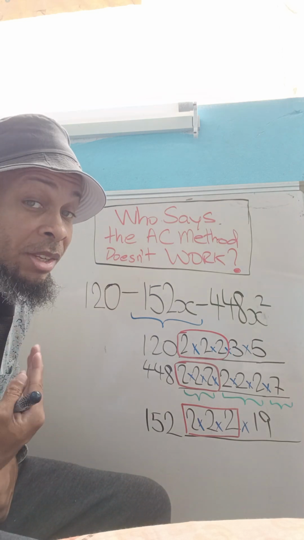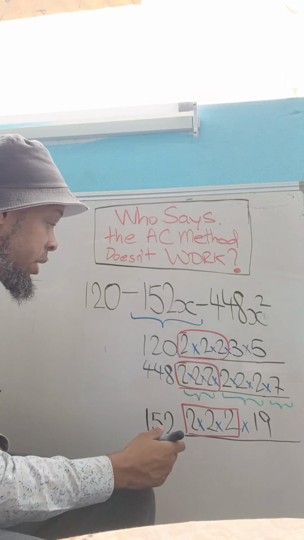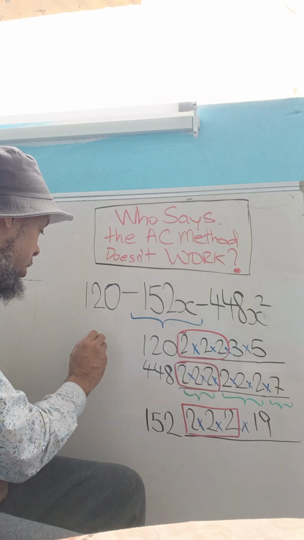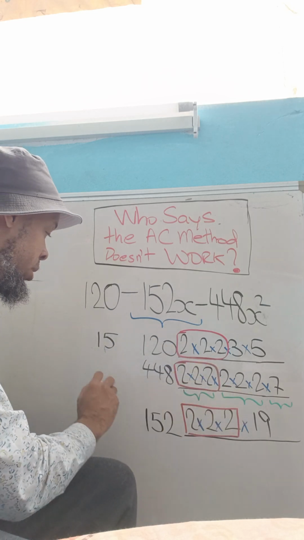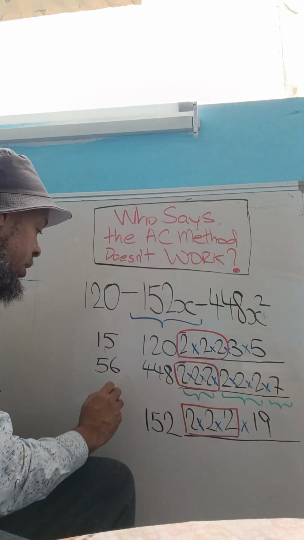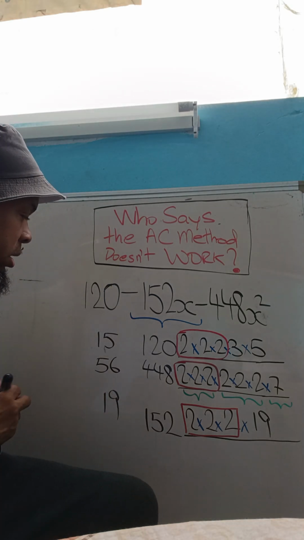Alright, so let me tell you what this means. This means that the number we'll be left with for this is going to be 15. This is going to be 56, and this is going to be 19.